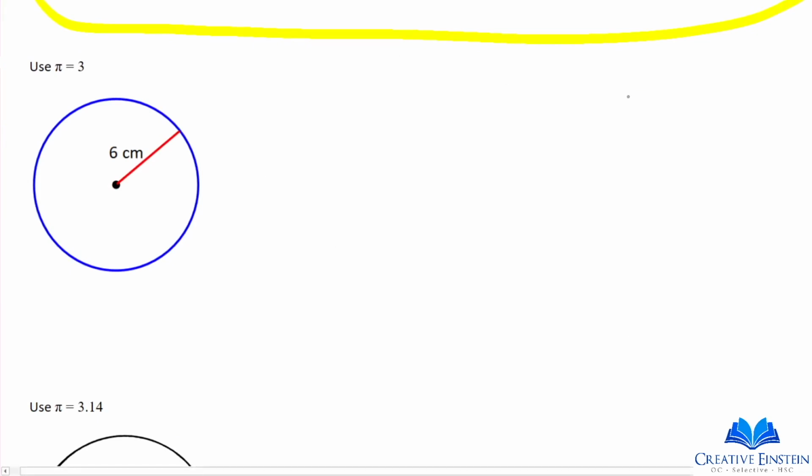So our first example, we're going to find the area of this circle that has a radius of 6 centimeters. And I've just told you in the question, pi is going to equal 3 for our question. So area equals pi times r squared. Pi is 3 times 6 squared. 3 times 36.